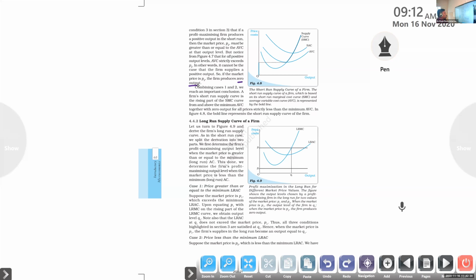Combining cases 1 and 2, we reach an important conclusion. A firm's short-run supply curve is the rising part of the SMC curve from above the minimum AVC, together with zero output for all prices strictly less than the minimum AVC, in figure 4.8. The bold line represents the short-run supply curve for the firm.